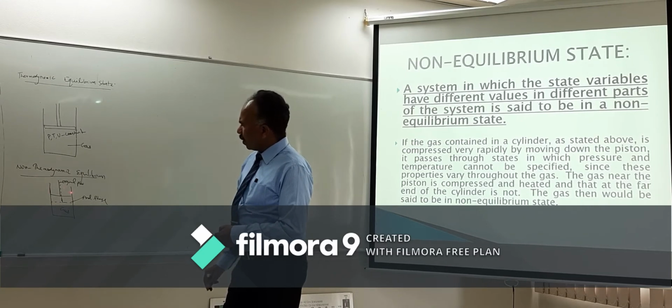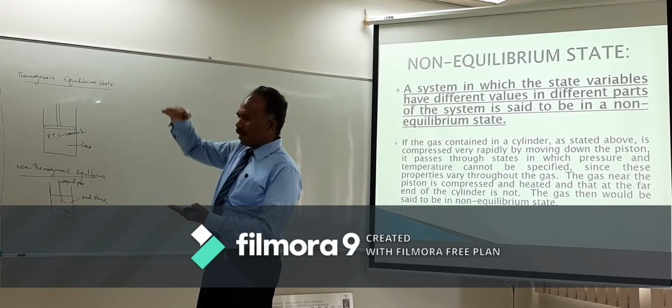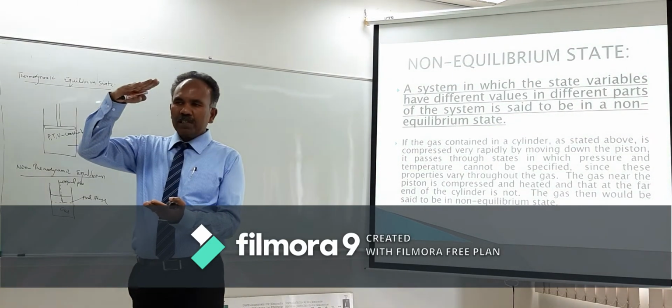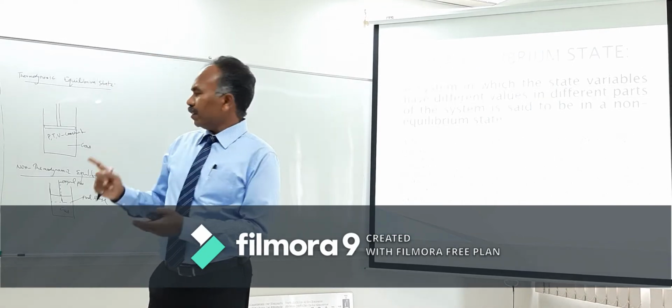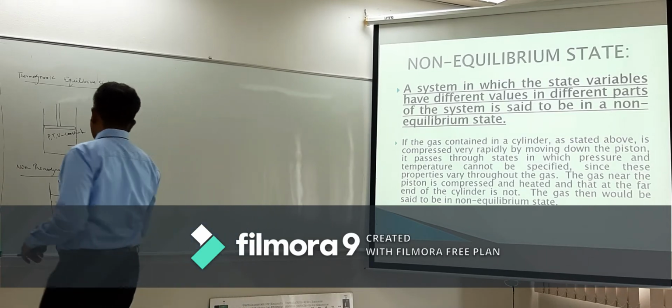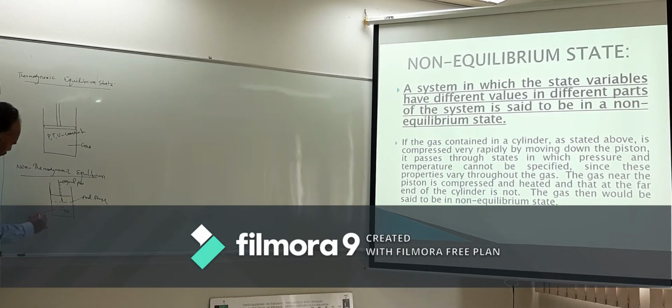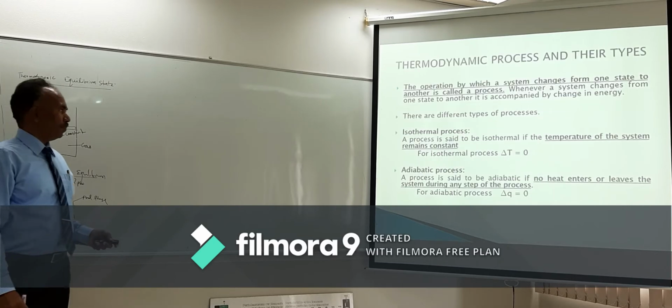Whereas in a non-equilibrium process, in the same process, when the piston moves rapidly, the gas is compressed very fast, and the state variables, temperature, pressure, volume are not constant. Here, pressure and temperature are not constant. We can say it's a non-equilibrium state.